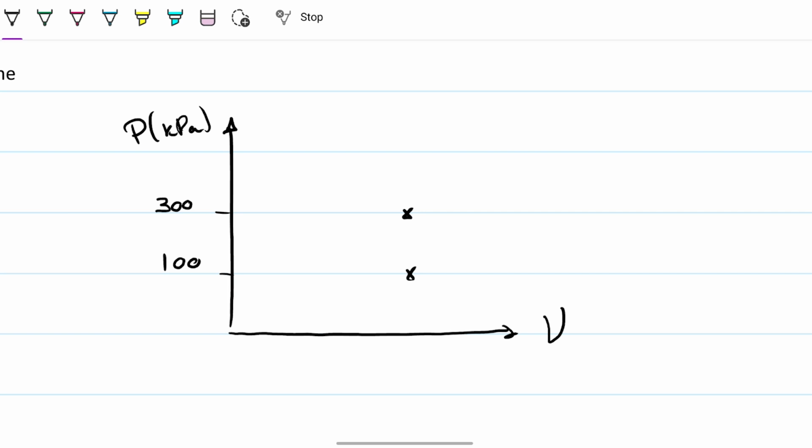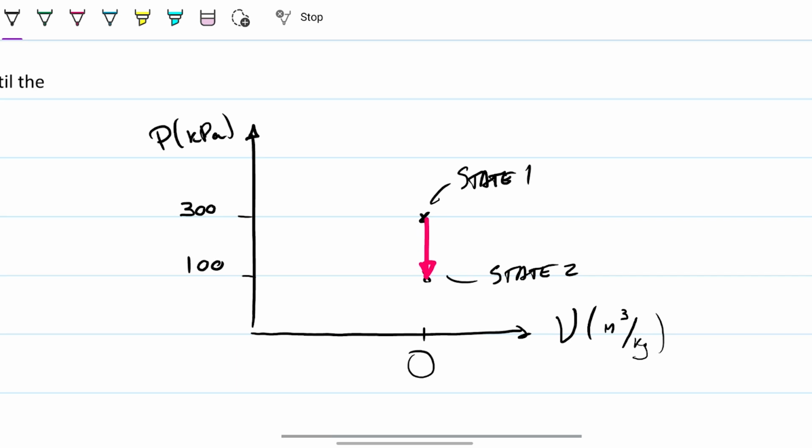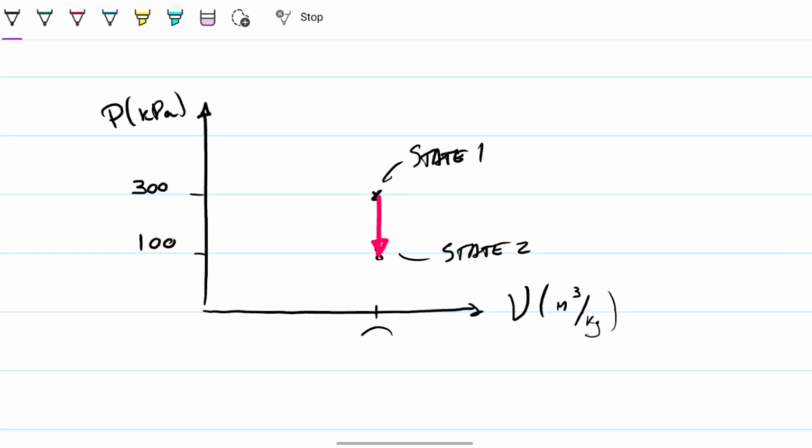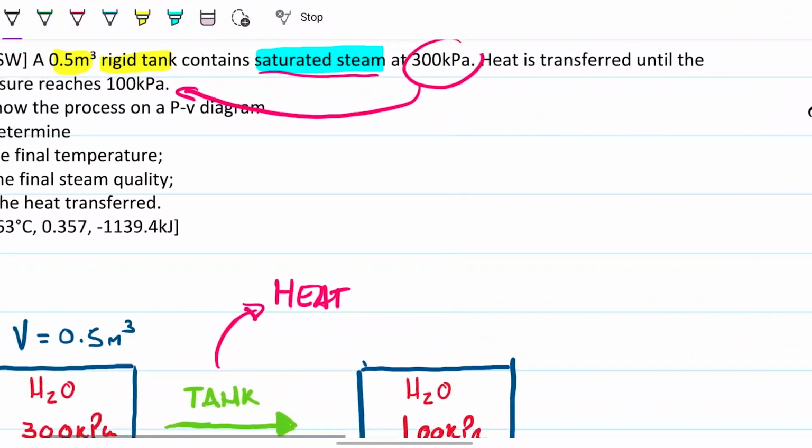But then the volume, because it's a rigid tank and there's no mass entering or leaving, the specific volume needs to be the same. Just as a reminder, specific volume is the volume divided by the mass. Since the mass is not changing and the volume is not changing, the specific volume cannot change either. So really what is happening here is that we're going from state 1 to state 2 down a straight line. To finish this diagram, I need to know the specific volume, so I can put it in here and finish off my PV diagram. This is the only thing I'm missing to finish part A.